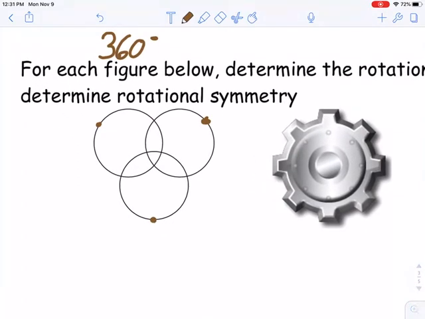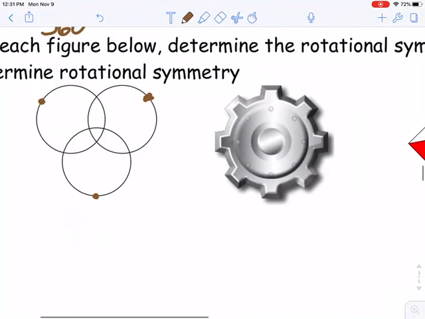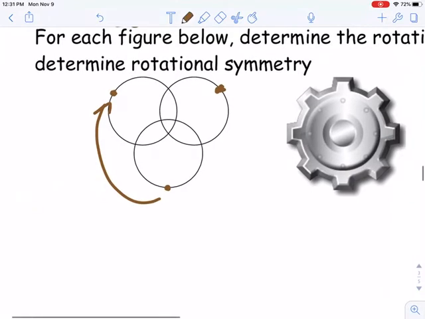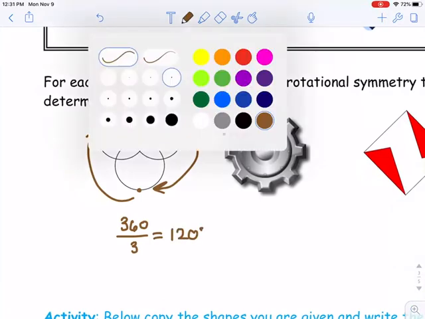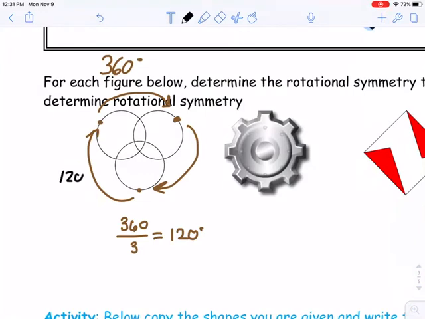Now, in this Venn diagram, notice how there's three most outer points. Well, if I rotate the outer points, I could rotate it there, and there. I have three options. Since there's three options, I'm going to take 360 and divide by 3, and the rotational symmetry for this is 120 degrees. That means if I rotate this 120 degrees, the figure will look the exact same as it does right now. That's it.